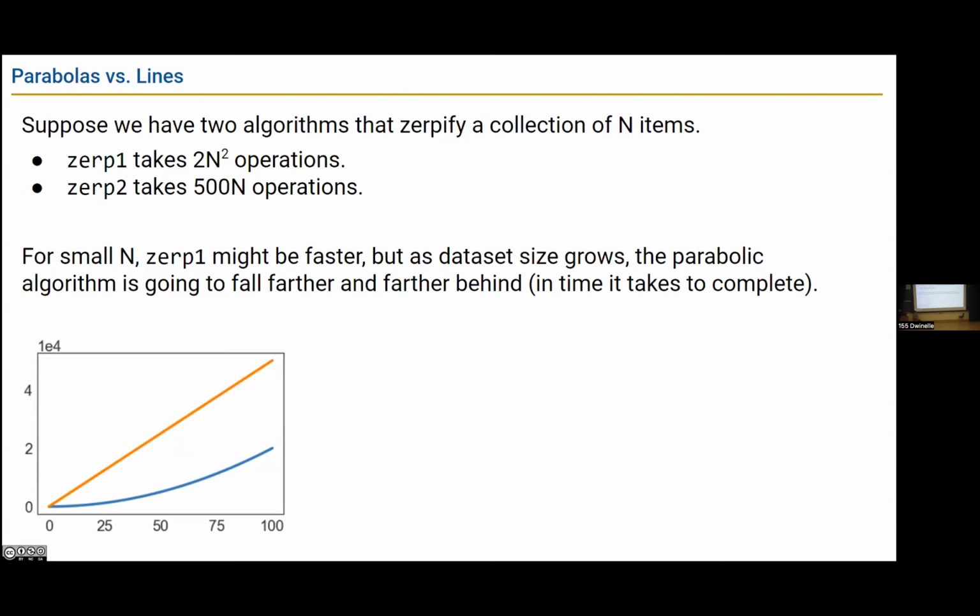How many people say ZIRP1? It took only 50 steps to do n equals 5. How many people say ZIRP2? It took 2,500 steps to do. Why are you saying the 2,500 one is better than the 50 one?